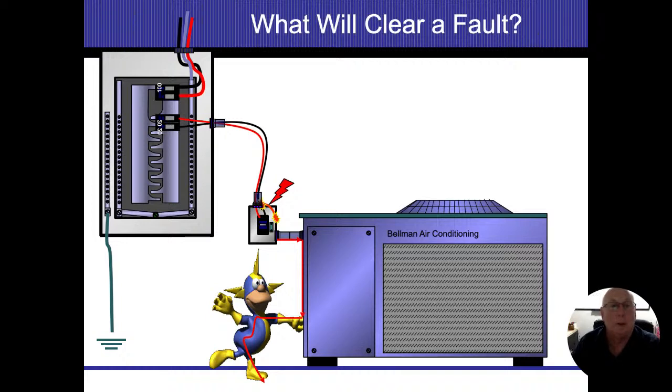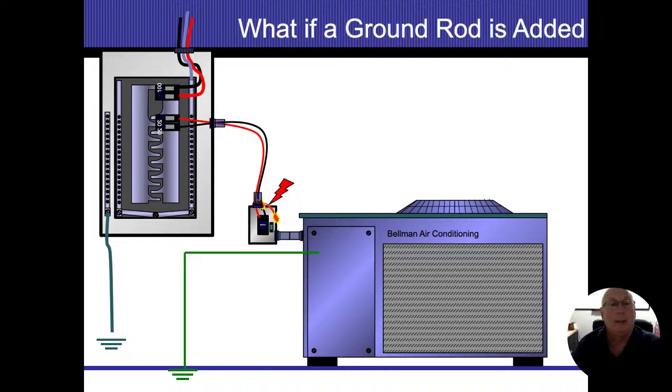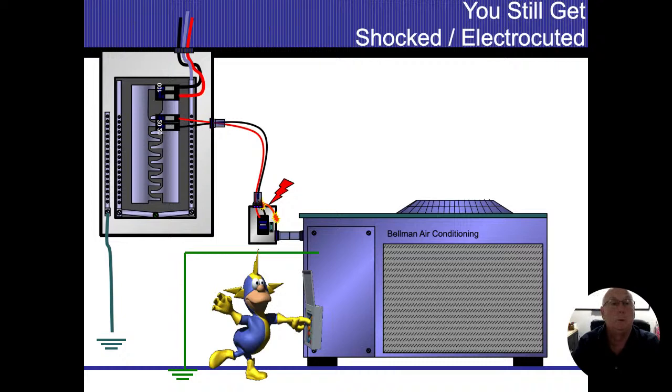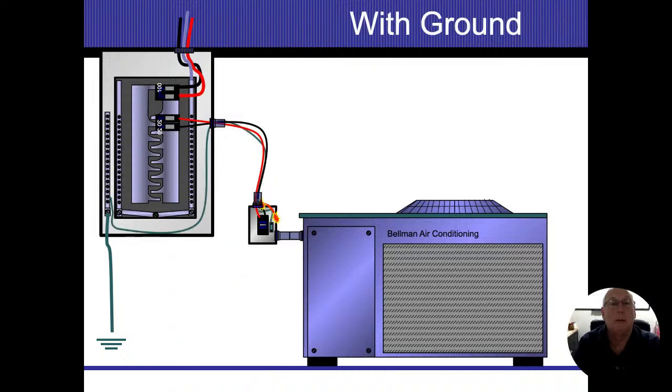So here we're showing if it stays energized, then whatever is touching there is going to remain energized. We're not going to have enough flow to trip the breakers, and that's where our problems come into play. And you still get shocked and electrocuted.